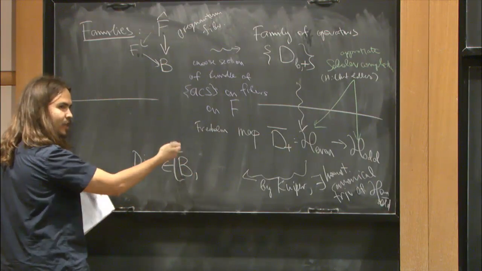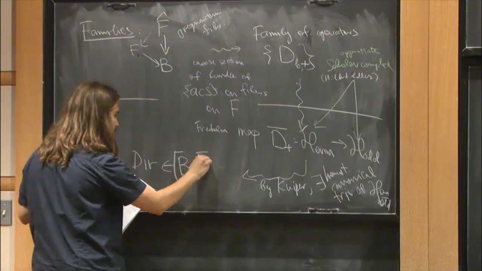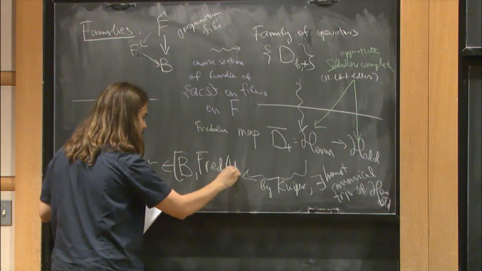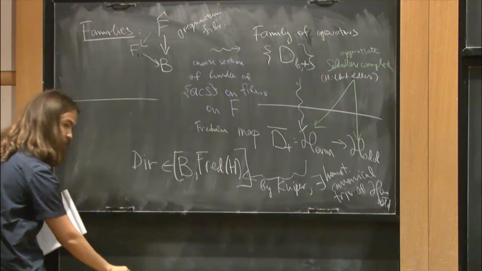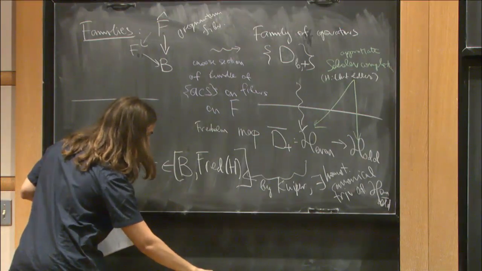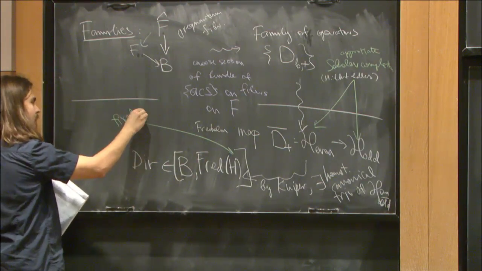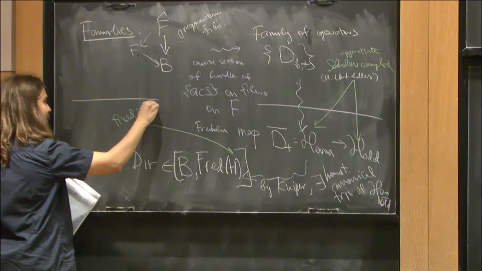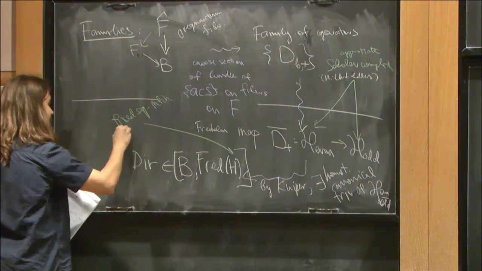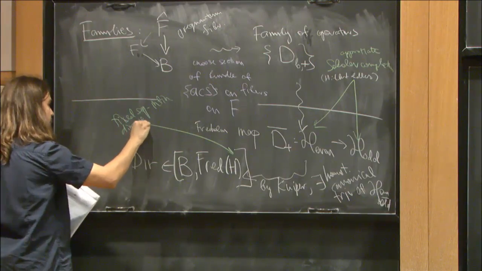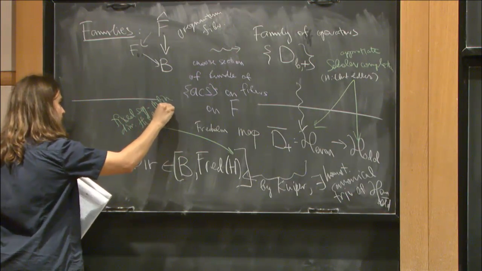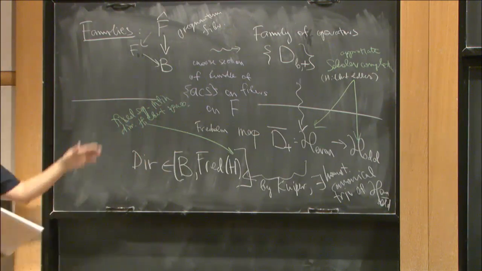and then we get a well-defined homotopy class of maps from B to the space of Fredholm operators on a fixed Hilbert space. So this H here is a fixed, separable, infinite dimensional Hilbert space. So this is the index map.